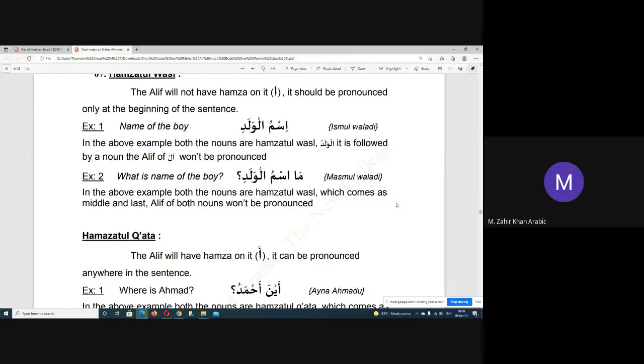So, Ismul Waladi. For example, the second example: what is the name of the boy? Ma Ismul Waladi. So both the alif for ism and al walad, the alif will be omitted because it is coming in the middle. So what is Hamzatul Qata? The alif will have Hamza on it and it can be pronounced anywhere in the sentence. For example, you can see the example, sir. Where is Ahmad? Aina Ahmadu.